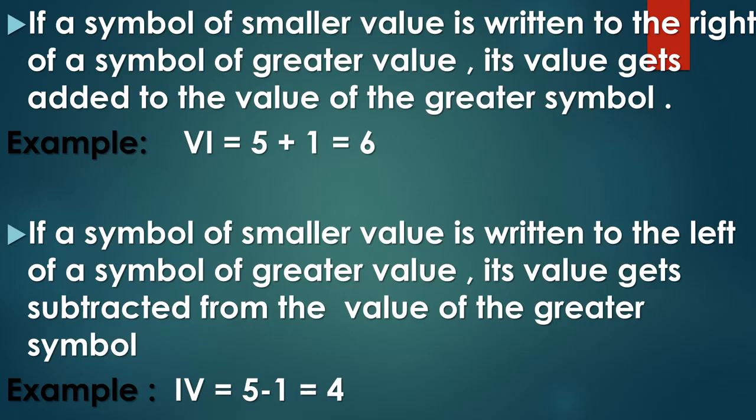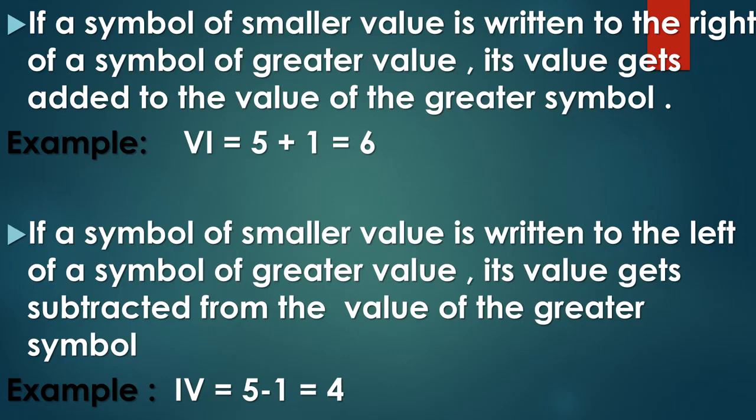So we will add this smaller value symbol. This smaller value is added to the value of the greater symbol. So it is 5 plus 1, which is equal to 6. The next rule is the opposite of this. If the smaller value symbol is written on the left hand side of the greater value symbol, then its value gets subtracted from the value of the greater symbol. Example: 4. Now I is written on the left hand side, so its value will be subtracted from the greater symbol. It is 5 minus 1, 4.